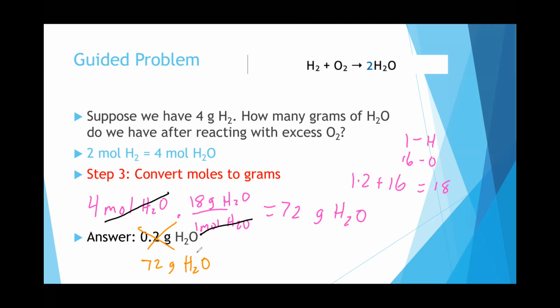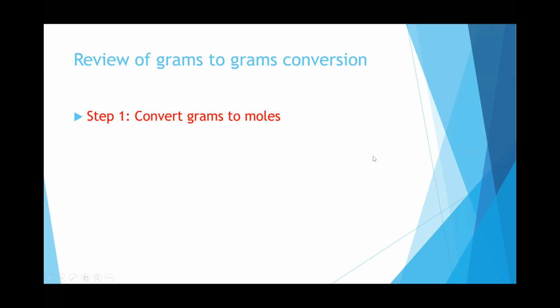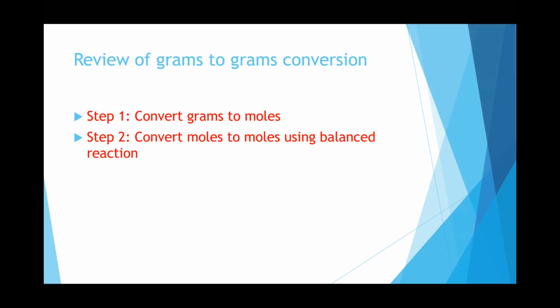So if we start out with 4 grams of hydrogen, we're going to end up with 72 grams of water if everything goes to completion. So that's a gram to gram conversion. So let's review the steps. We have grams in the beginning. Since the balanced equation only gives mole ratios, we need to convert grams to moles. Then we use the balanced equation to convert moles to moles. And then we finally convert the moles to grams at the very end.